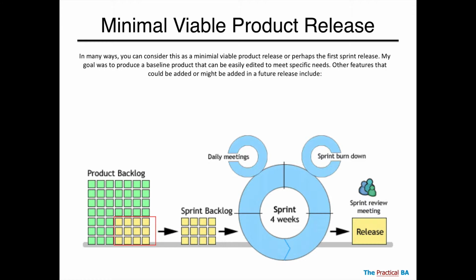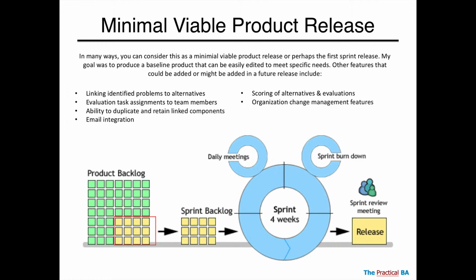Some of these features could include linking of the problems area to alternatives or evaluations so that you would have traceability going back and forth. You could do task assignments for evaluations. Again, if it's a collaboration type of environment, you could assign people things with deadlines, that type of thing. With Use Case Builder, I did have the ability where you could duplicate an area and any of the linked children components would automatically be duplicated. I haven't added that feature in this release.